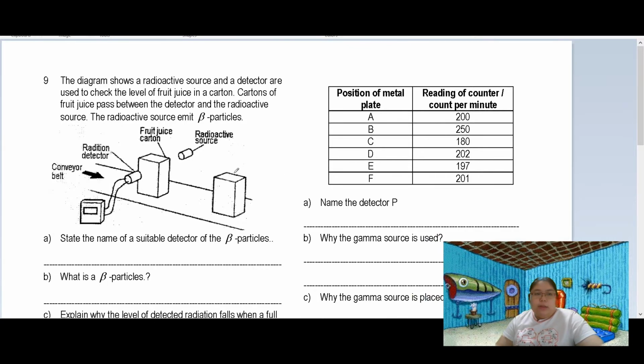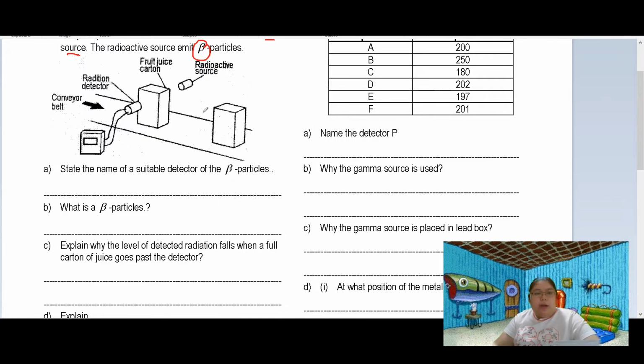Okay, the question is number 9. Let's understand the question first. They talk about a source and a detector used to check the level of the fruit juice in a carton. Cartons of fruit juice pass between the detector and the radioactive source. The radioactive source is a beta particle emitter. Now we go to the answer. State the name of a suitable detector to detect beta. I told you we have 5 types of detector. The simple one we use every time is the GM tube.